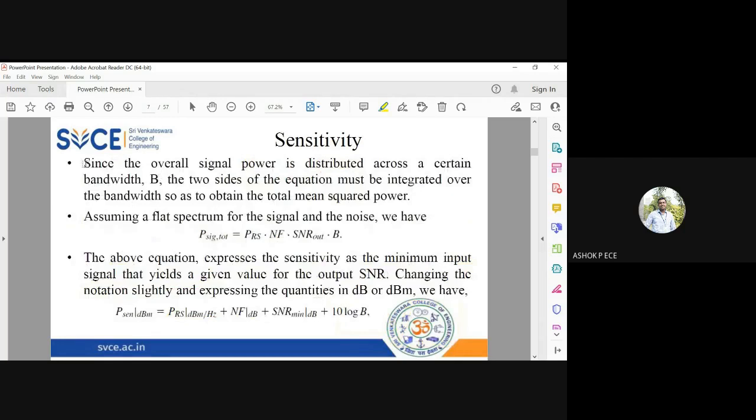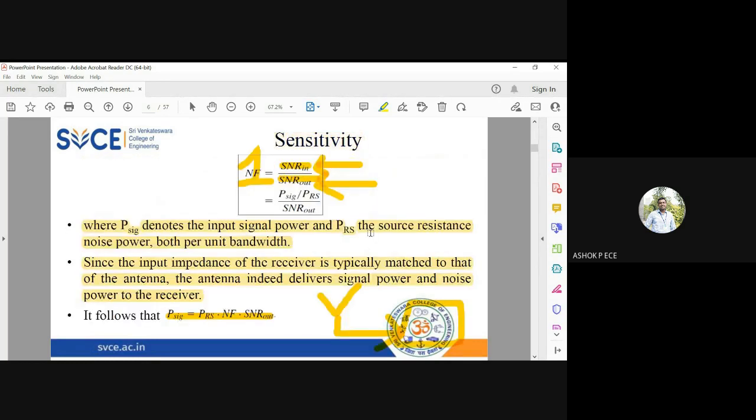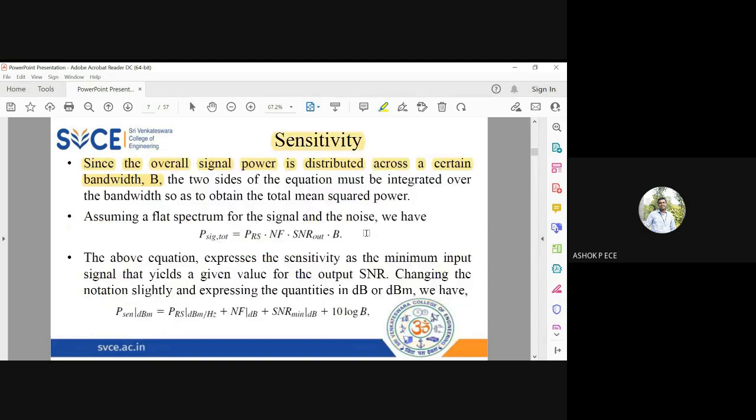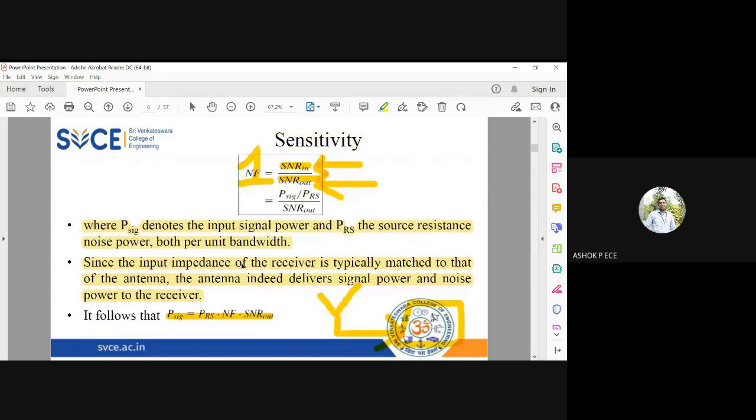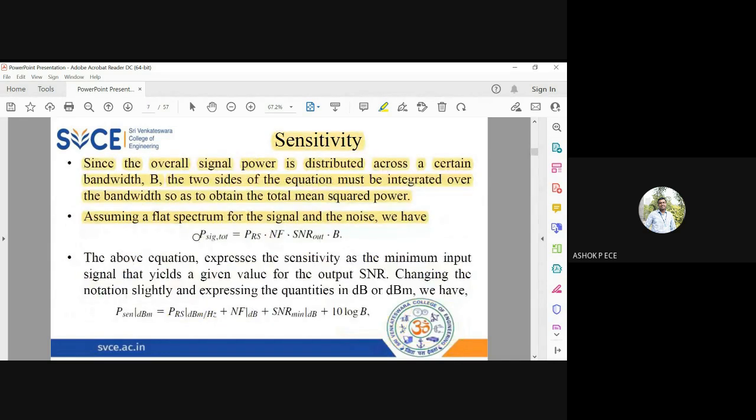So from this, I can easily find the overall signal power required for getting a decent SNR. Since all the noise parameters are measured across a bandwidth, the usual notation is to add B along with the signal power equation. So in the previous equation itself, we are taking the total SNR across the entire bandwidth.